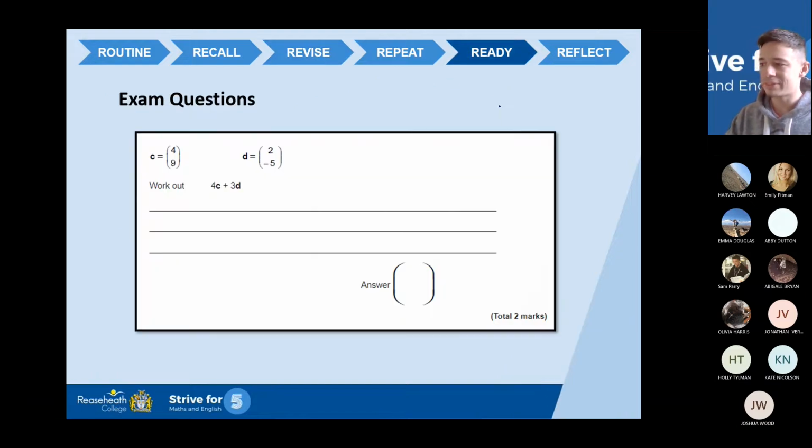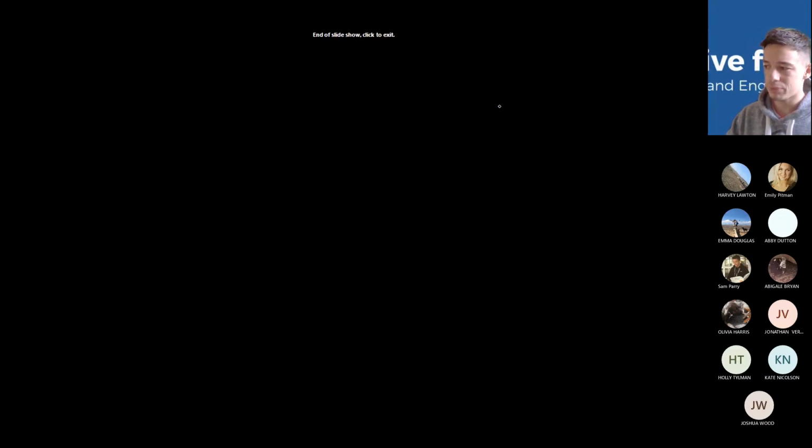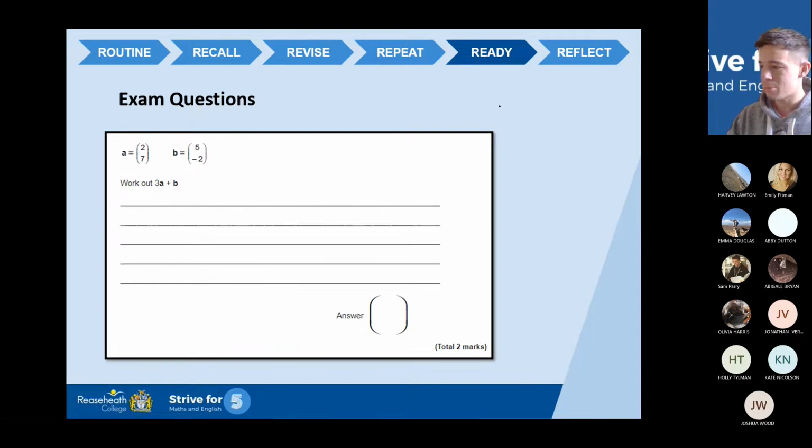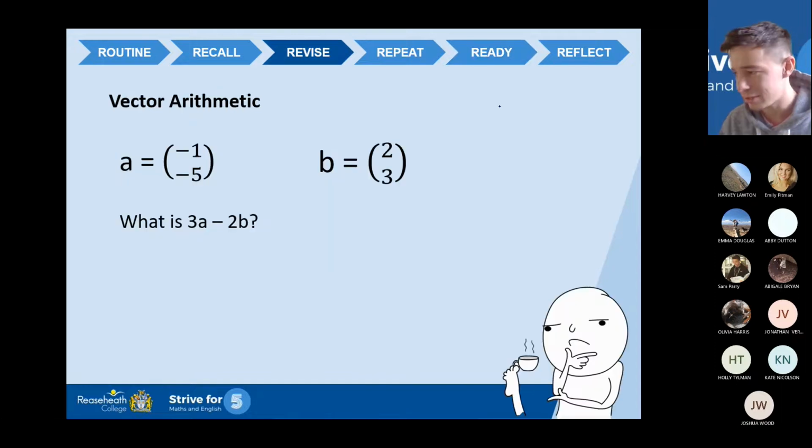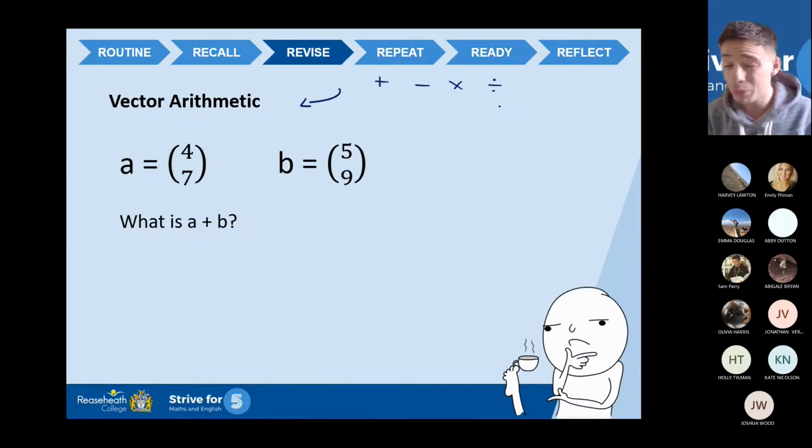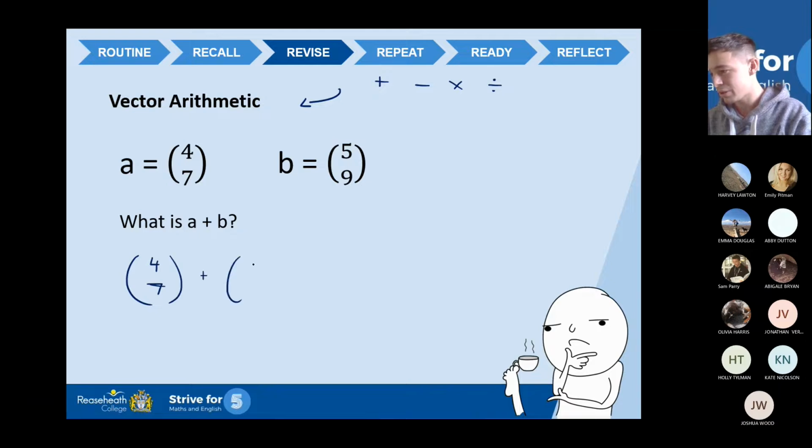And you'll see the exam questions I've got are exactly the same. Addition, multiplication, subtraction in there. Okay, so these three examples hopefully will help you out. So what does it mean? A is (4, 7). B is (5, 9). What is A plus B? So (4, 7) plus (5, 9).